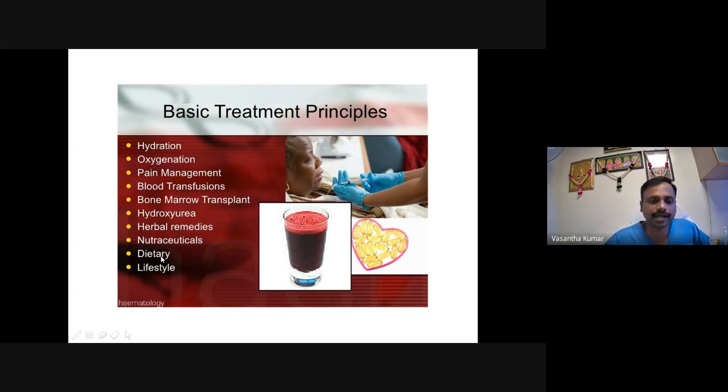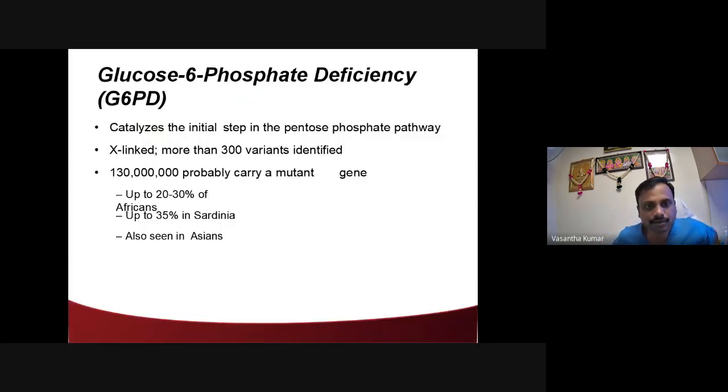And next is dietary and lifestyle changes and other relaxation therapy. Next we see about G6PD deficiency, glucose-6-phosphate dehydrogenase deficiency. It catalyzes the initial step in the pentose phosphate pathway. It's X-linked, with more than 300 variants identified. Around 130 crore people probably carry mutant genes, up to 20 to 30% of Africans, and it's also seen in the Asian population.